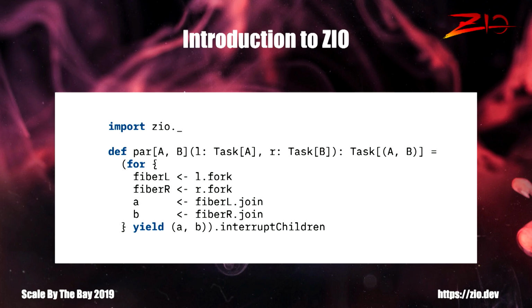Now, John, what will happen if one of the fibers fails? Good question. So if something fails in the middle of that for comprehension, if one of the fibers fails and hence the join fails, then what's going to happen is the other fiber will be gracefully shut down instantaneously, and all resources will be safely cleaned up. And that happens because we're calling .interruptChildren on the effect returned from the for comprehension.